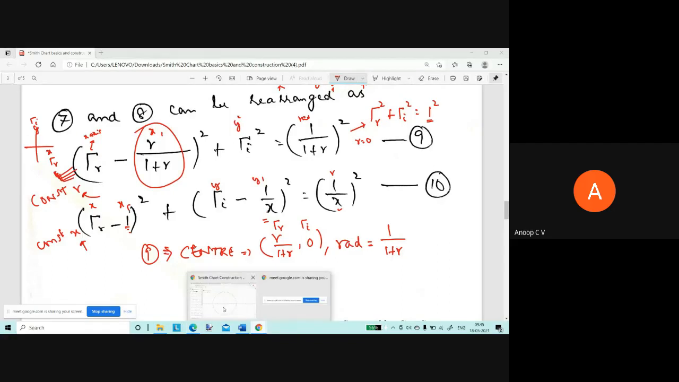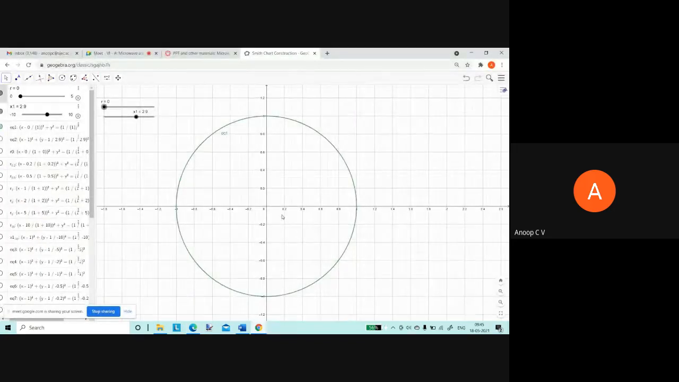Yes, it's supposed to be, and our GeoGebra simulation also says the same, right? So that is maybe right. So for r equal to 0, this is a circle, right? And maybe I'll change r to 0.2. So when I make r equal to 0.2, I'm getting this circle, right?